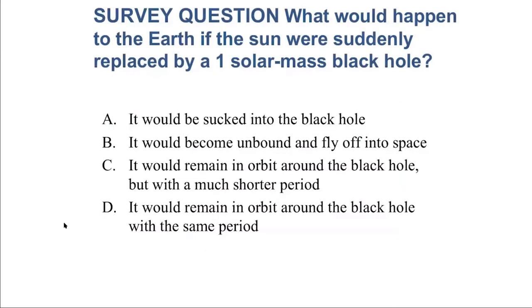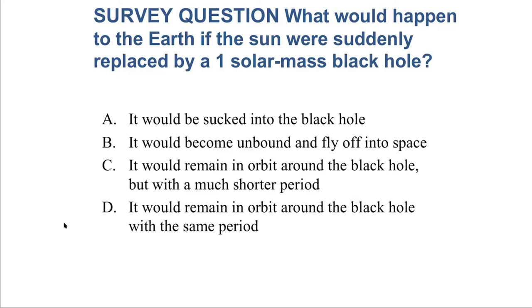Okay, here's a survey question for you that you may or may not know the answer to, but I want you to think about it. What would happen to the Earth if the sun were suddenly replaced by a black hole that had exactly the same mass as the sun? Do you think it would be sucked into the black hole? Do you think it would become unbound and fly off into space? Do you think the Earth would remain in orbit around the black hole, but with a much shorter period? Or do you think it would remain in orbit around the black hole with the same period as it has now? Go ahead and make a guess, and we'll talk about what the answer is.